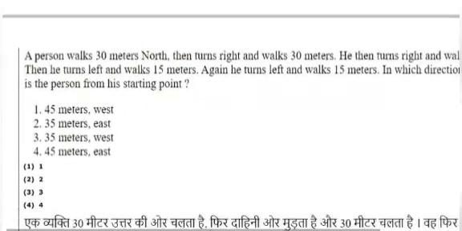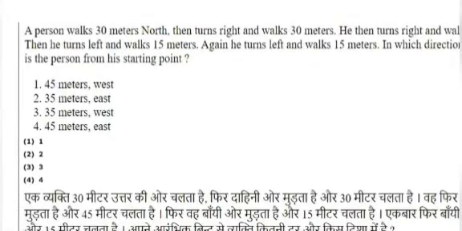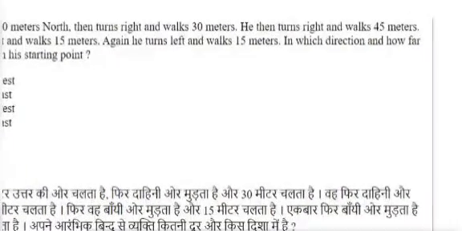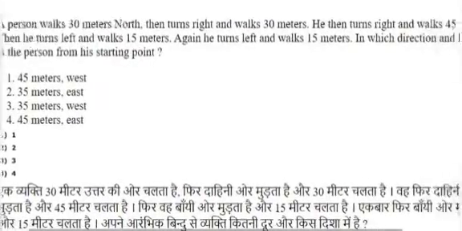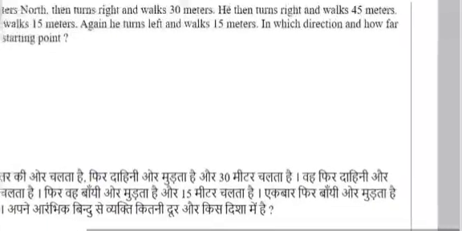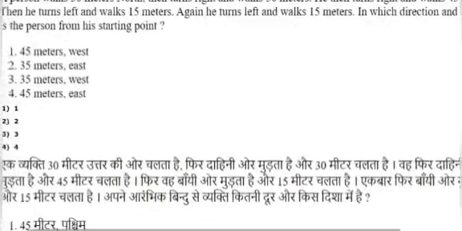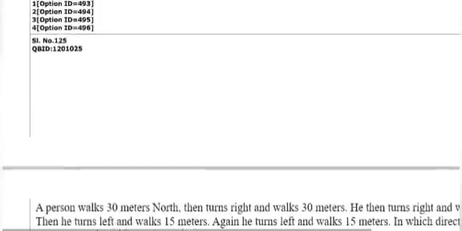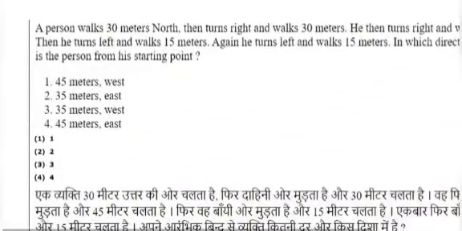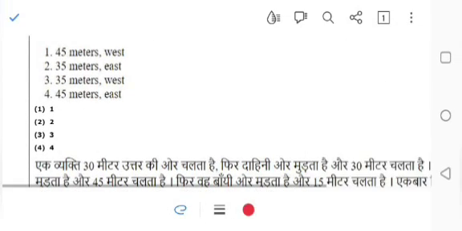A person walks 30 meters north, then turns right and walks 30 meters. He then turns right and walks 45 meters. Then he turns left and walks 15 meters. Again, he turns left and walks 15 meters. In which direction and how far is the person from his starting point? 45 meters west, 35 meters east, 35 meters west, 45 meters east. So the correct option for this question, number 25, will be 45 meters east.